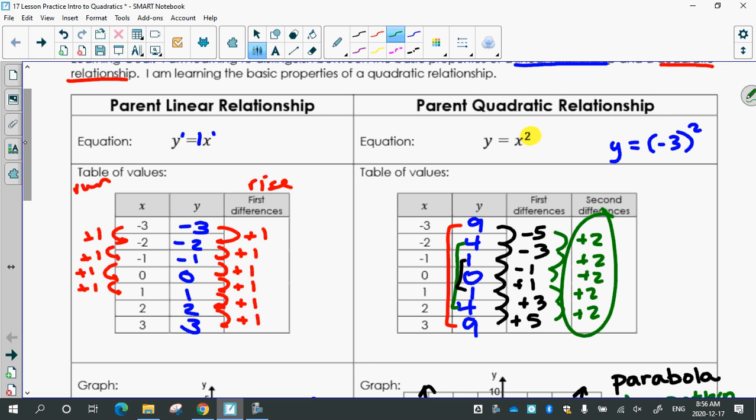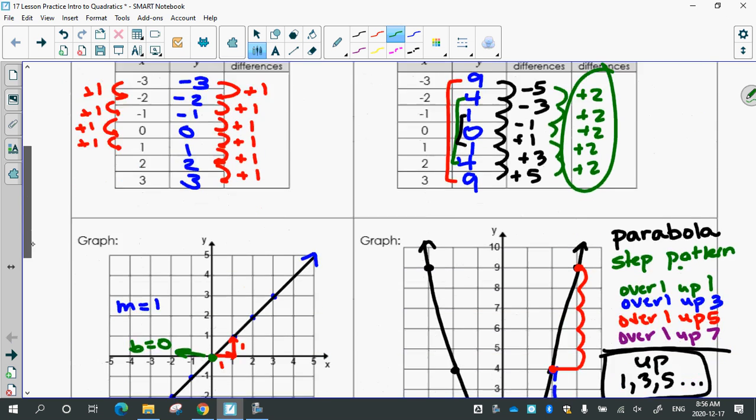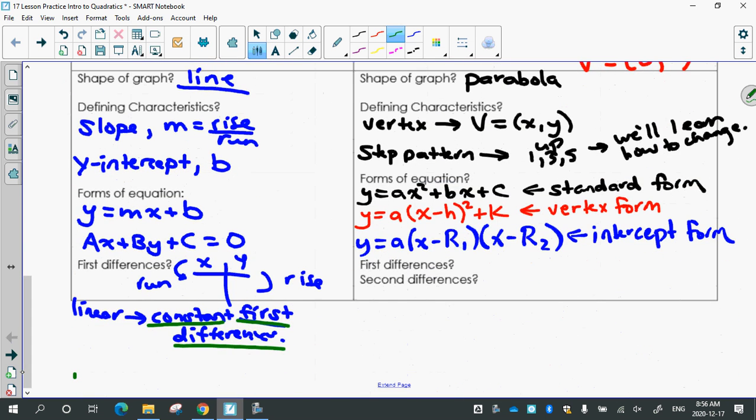And then when you get to grade 12, if you're looking at a cubic, it will be the third differences that will be constant. Okay? So we go down, fill that in here in our table. First differences, not constant. Second differences are constant. Good.